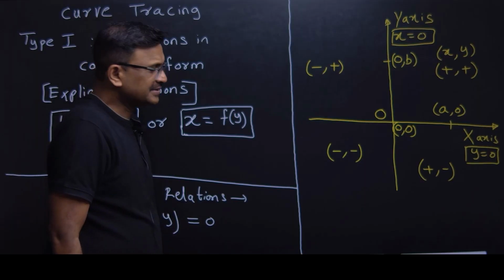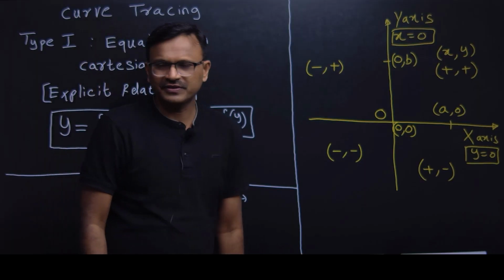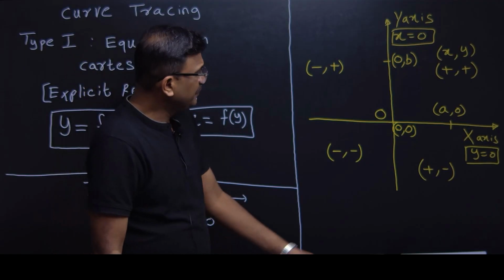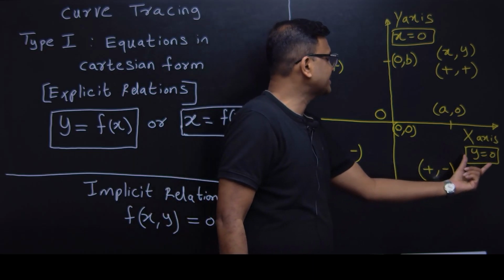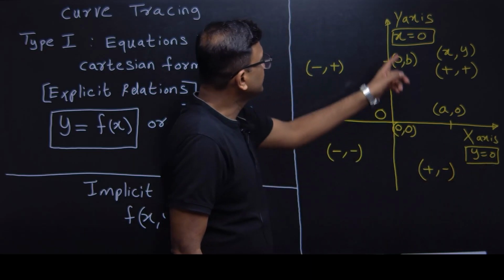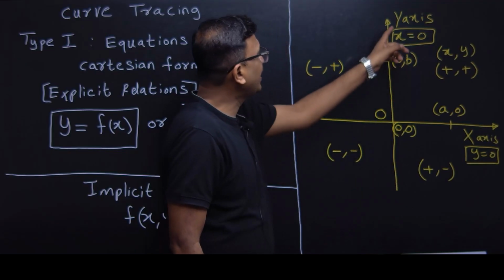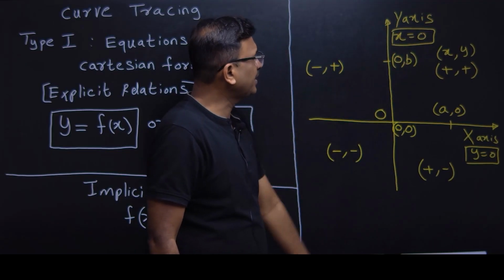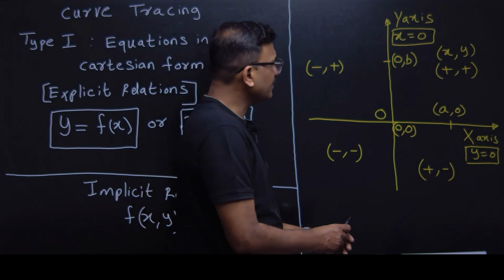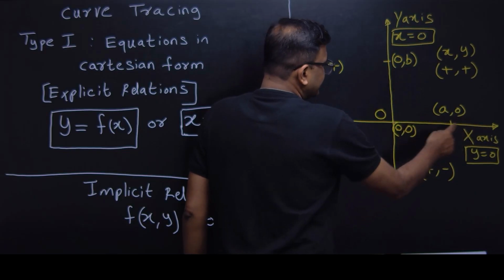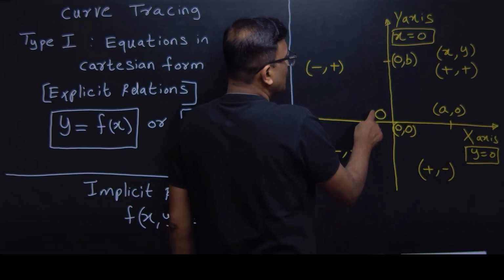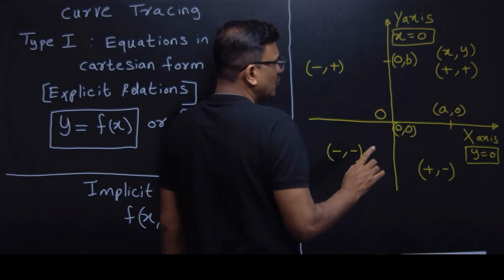Now some basics we'll discuss before we start with curve tracing. Now we know that this is our x-axis. Equation of x-axis is given by y is 0. The vertical axis is the y-axis. Equation of y-axis is given by x is equal to 0. We know that the intersection of x-axis and y-axis is the origin. Its coordinates are 0 comma 0.